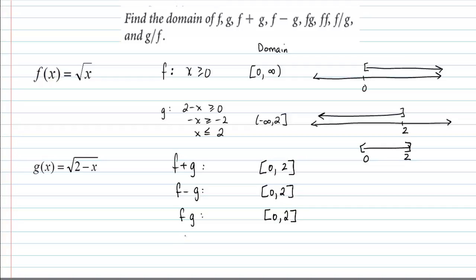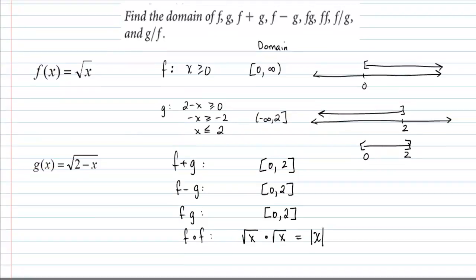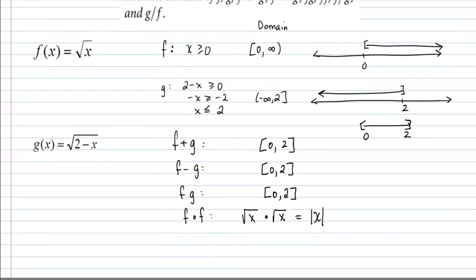When it comes to f multiplying by itself, even though the square root of x times the square root of x cancels out, giving you the absolute value of x, we still cannot change the original domain of f. Therefore, its domain is still going to remain bracket 0 to infinity. Even though the answer no longer contains a square root, you cannot add values to the answer that were not initially there in the original.